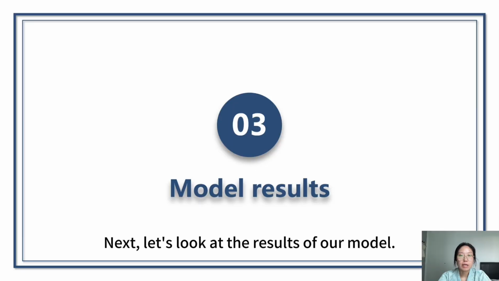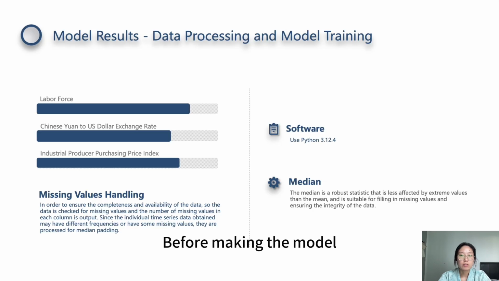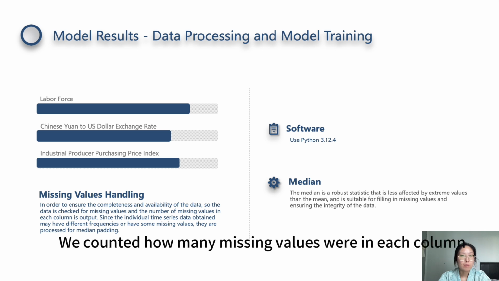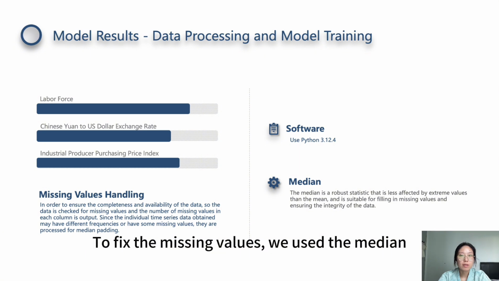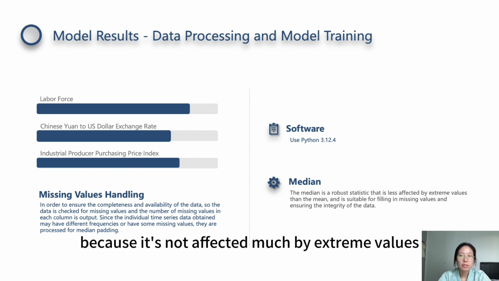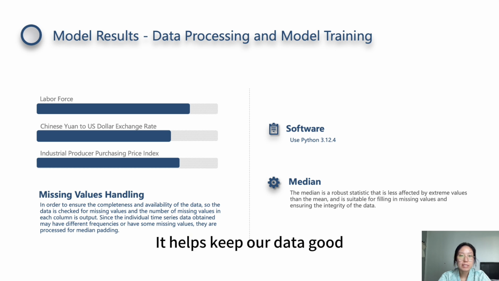Next, let's look at the result of our model. Before making the model, we check the data for missing values. We count how many missing values were in each column. To fix the missing values, we used the median. The median is better than the mean because it's not affected much by extreme values. It helps keep our data good.